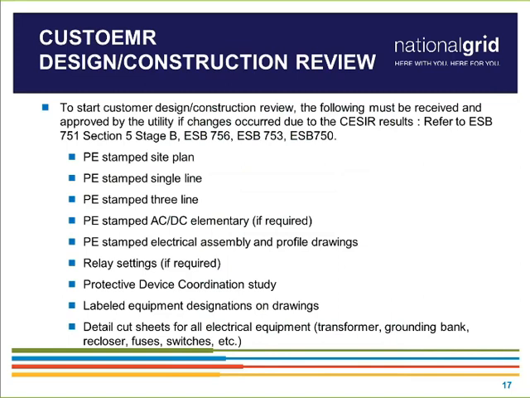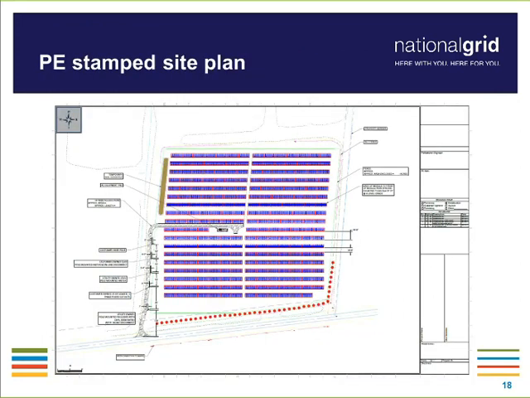Now, to start the customer design and construction review, this is where we really get into all the detailed drawings. And I'm going to really let Chris walk through all this. And we'll start out with the stamped site plan, again, which was mostly developed based on our site visit. But then we'll get into the stamped single line, 3 lines, the AC/DC elementaries if they're required, PE stamped electrical assembly diagrams, relay settings, perfected device coordination, the labeling of equipment on drawings, and detailed cut sheets. So Chris, if you want to take it away with the site plan, and then we'll move on.